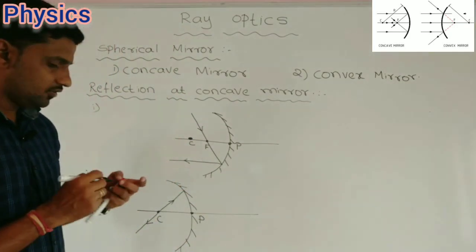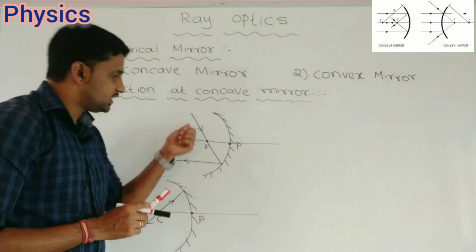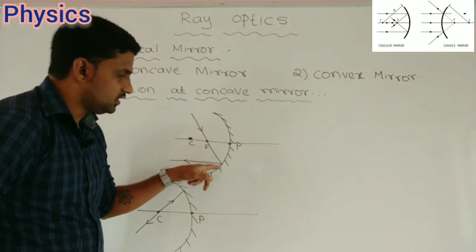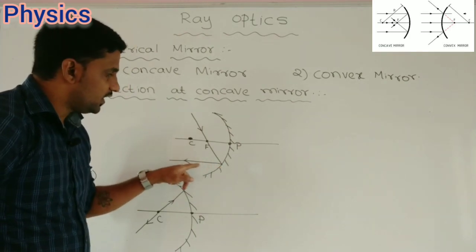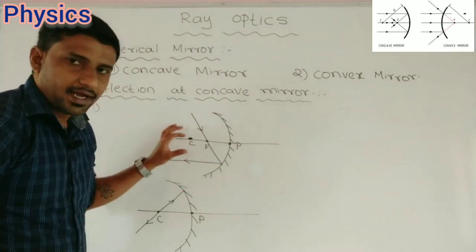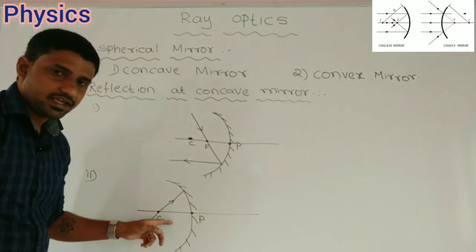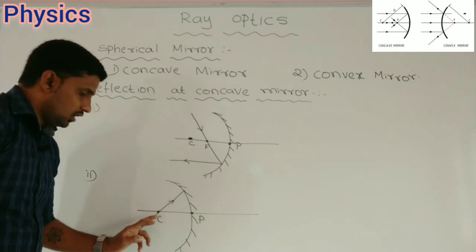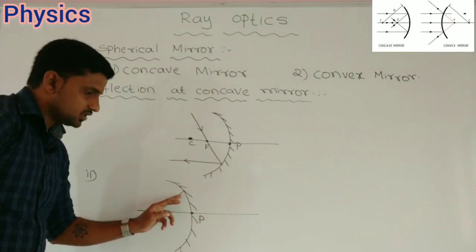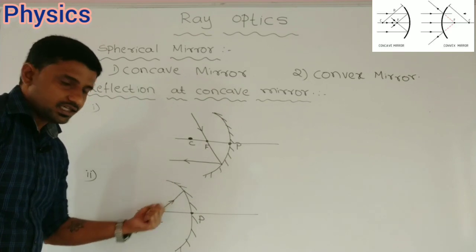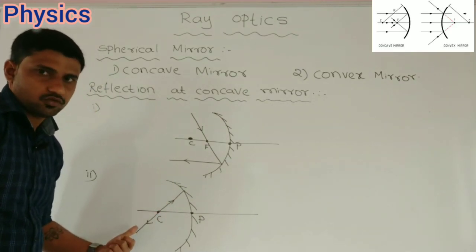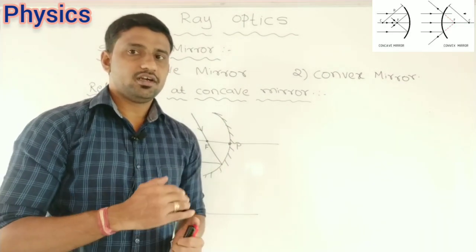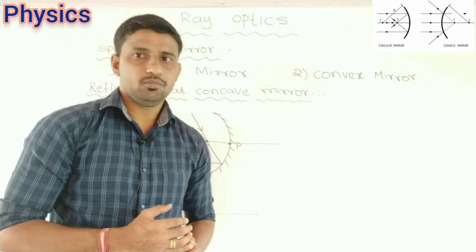The first case is when the ray of light is incident along the principal focus of the concave mirror. After hitting the surface, it bounces back. That reflected ray is always parallel to the principal axis. Another case is if I incident a light along the center of the concave mirror, after hitting the reflecting surface, that incident ray retraces its path like this. Okay, this is the reflection at a concave mirror. So these are some important terms and reflections at a concave mirror.